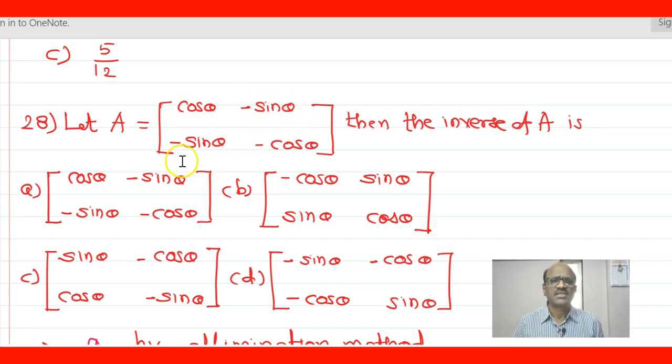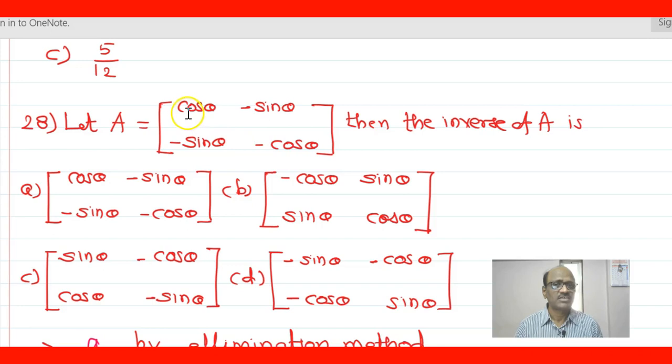Now next, let A be the determinant with cos theta, minus sin theta, and cos theta, then find the inverse of it. Always use the method to find the inverse, because the answer is given here by the elimination method. First of all, find its determinant. You will get minus cos square theta and minus sin square theta. Take minus sin as common, and you will get the determinant of A is equal to minus 1.